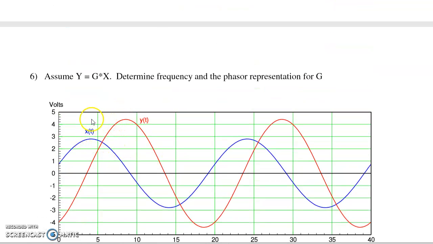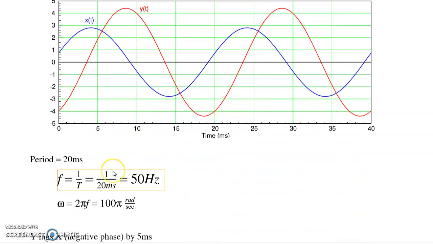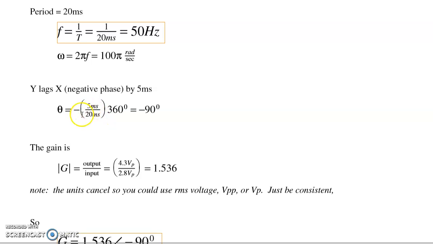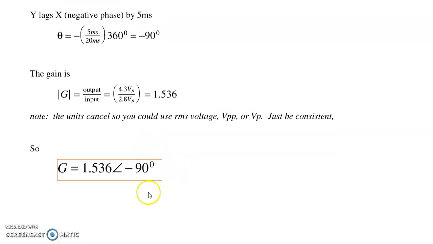Y is delayed from x by about 5 milliseconds. 5 milliseconds with a period of 20 milliseconds is that percentage of a period. One period is 360, so the phase shift is minus 90 degrees. So this filter, the way to model it is the output is 1.5 times the input shifted by minus 90 degrees, where the phasor representation of the gain is 1.5 at minus 90 degrees. That's homework number 8.